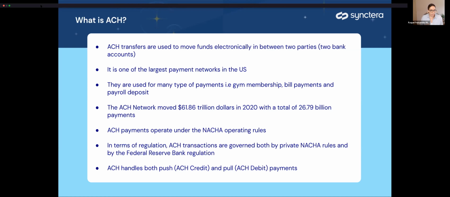So an important point as well is that ACH handles both debits and credits, which can be identified as a push and a pull. A push, which is an ACH credit, is a payment from one account to another account, and then a pull is going to be debiting an account. So this is the general knowledge on ACH.